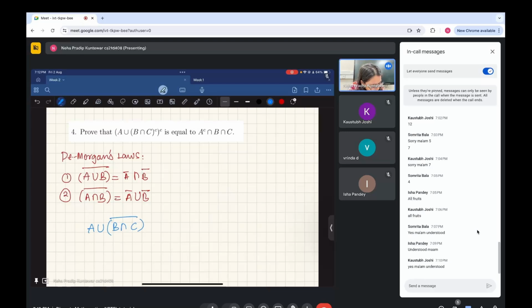Okay, so let me write down this expression on the LHS. This is the complement of A union B intersection C complement. So I can simply, okay, maybe I'll write this as D. So B intersection C is D for me. So I can equivalently write this as A union D complement, whole complement. So D is simply written as B intersection C. Okay.